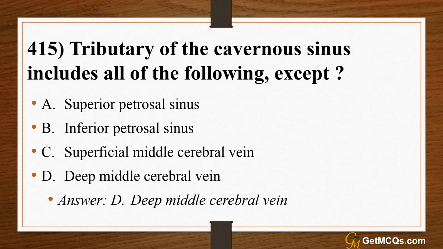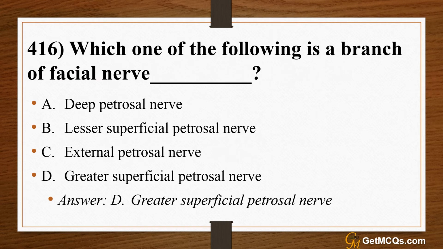415. Tributary of the cavernous sinus includes all of the following, except? Answer: D. Deep middle cerebral vein. 416. Which one of the following is a branch of facial nerve? Answer: D. Greater superficial petrosal nerve.